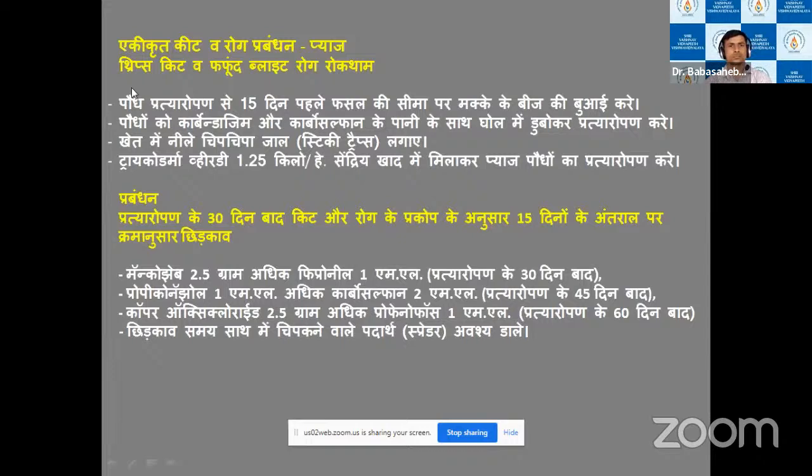And in the field stand, alternate spray of carbendazim 1 gram per liter of water, then metalaxyl plus pyraclostrobin 3 gram per liter of water alternatively, as per the severity of infection. Then this is integrated pest and disease management.